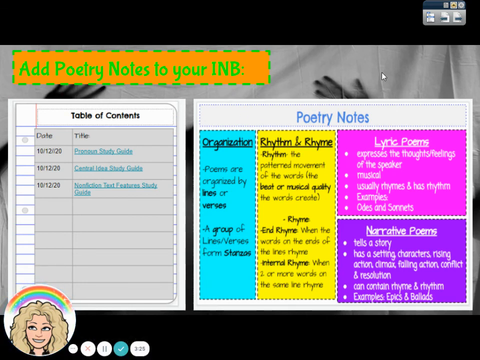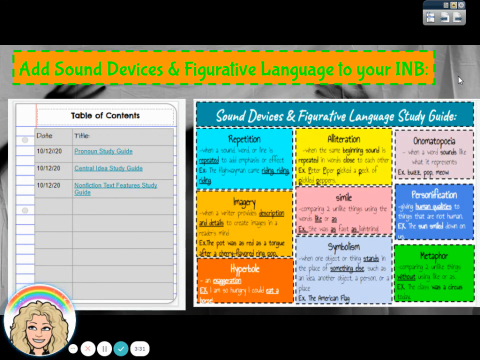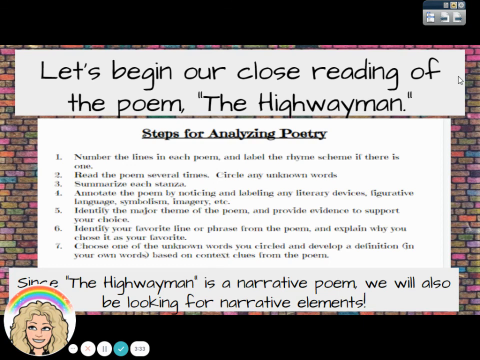Here are your I and B notes that you were supposed to link. Poetry notes, sound devices and figurative language. And as you read a poem, you want to do these things. We've already numbered the lines and stanzas last week in the rhyme scheme. We're going to be working on summarizing the stanzas, putting them in our own words this week. We're going to be looking for figurative language, symbolism, imagery. We're going to talk about the theme of the poem when we're done.